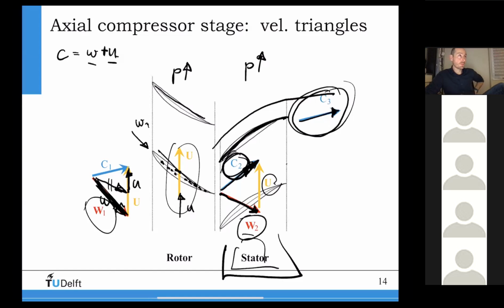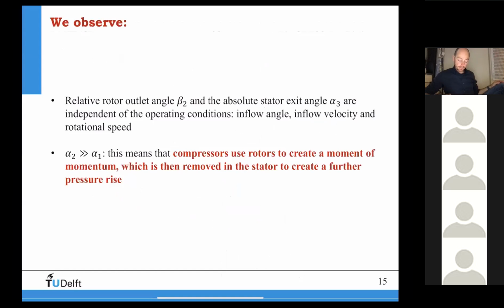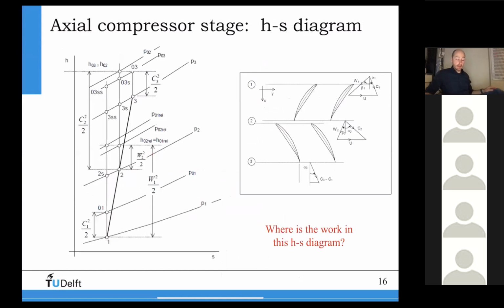Okay, and that's how a compressor increases the pressure, because I add momentum to the flow in order to increase the pressure here. Now, this is what is written here. So you can see that compressors use rotors to create a moment of momentum, which is then removed in the stator to create further pressure rise. You can do the same story also for the compressor here.